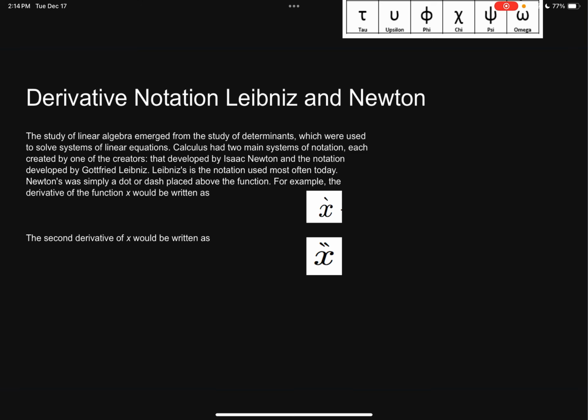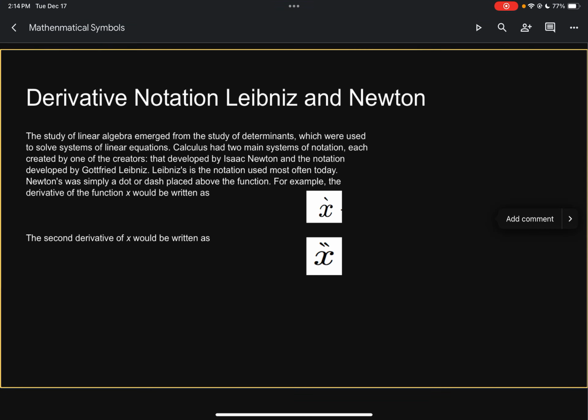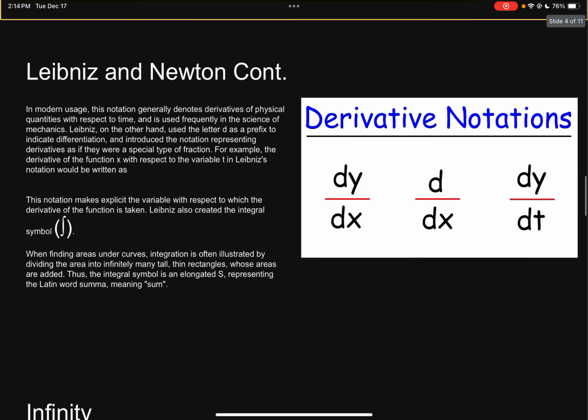Newton's was simply a dot or dash placed above the function. For example, the derivative of the function x will be written as x with a dash on top, and the second derivative of x, which is the derivative of the derivative, will be written with two dashes on top of x. To continue, in modern usage, this notation generally denotes the derivatives of physical quantities with respect to time, and is used frequently in the science of mechanics.